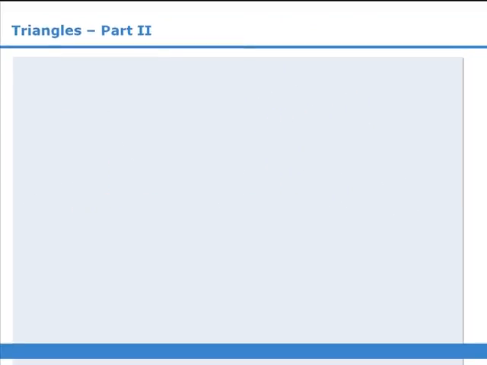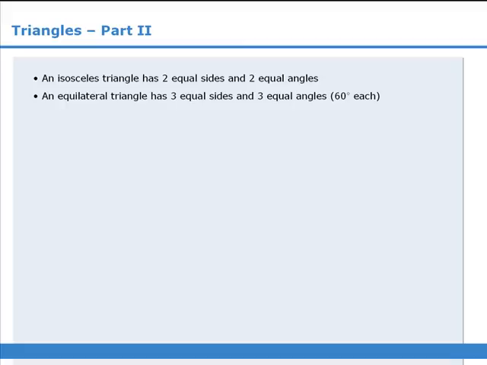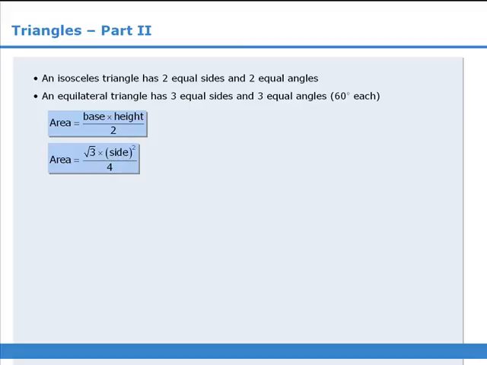Okay, to summarize. In this lesson, we learned that an isosceles triangle has two equal sides and two equal angles. An equilateral triangle has three equal sides and three equal angles. We have a formula that can be used to find the area of any triangle, and we have a special formula that can be used to find the area of an equilateral triangle. Finally, the altitudes of isosceles triangles and equilateral triangles always bisect the base.